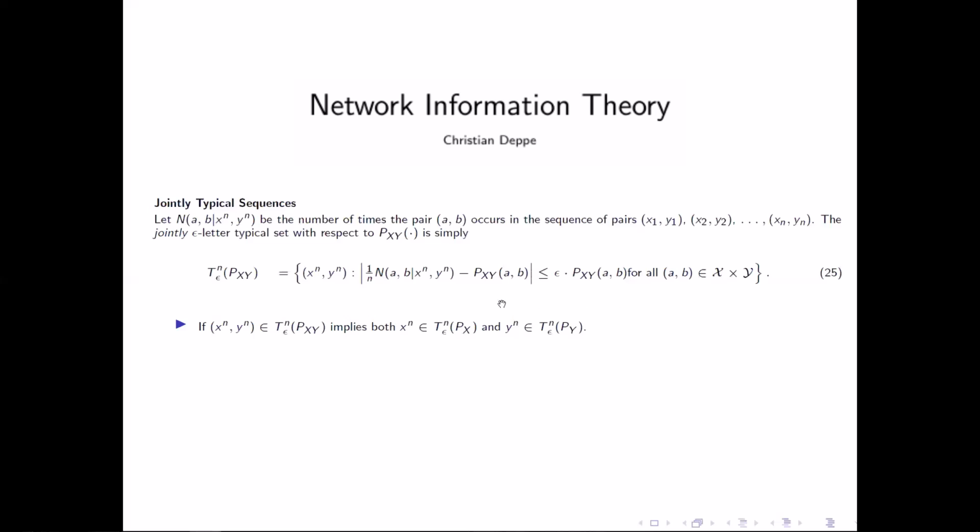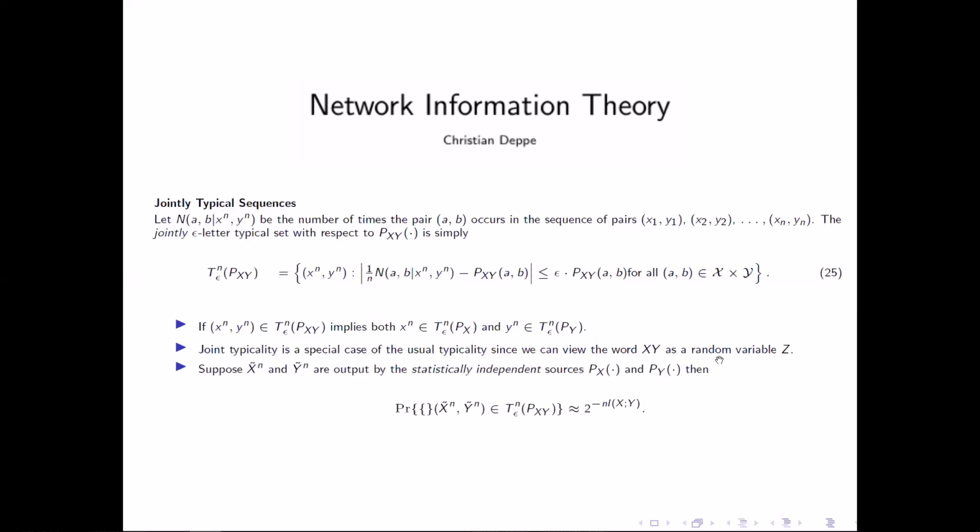We have the following nice property. If (x^n, y^n) is jointly typical, then x^n is typical with respect to P_X, where P_X is the marginal of P_XY, and y^n is also typical. So what you immediately see is that joint typicality is a special case of the usual typicality, since we can view the word XY as one random variable Z.